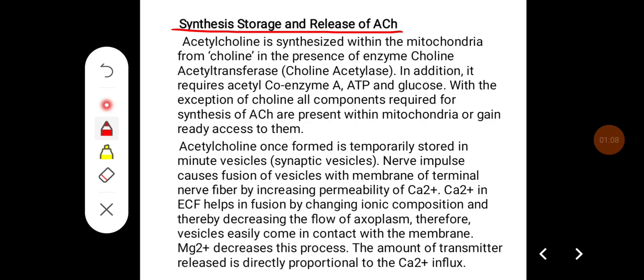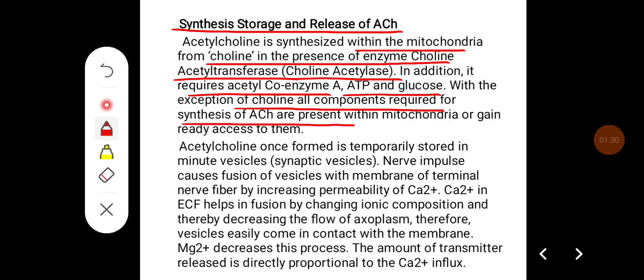Synthesis, storage and release of acetylcholine. Acetylcholine is synthesized within the mitochondria from choline in the presence of enzyme choline acetyltransferase, also called choline acetylase. In addition, it requires acetyl coenzyme A, ATP and glucose. With the exception of choline, all the components required for synthesis of acetylcholine are present within the mitochondria, or they gain ready access to them. Acetylcholine, once formed, is temporarily stored in the minute vesicles, which are called synaptic vesicles.